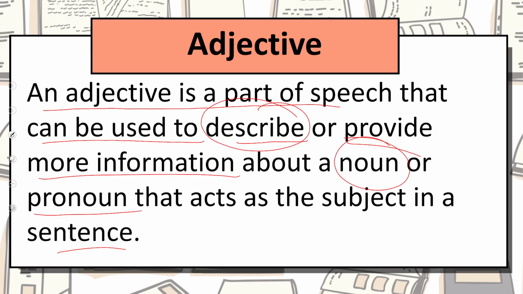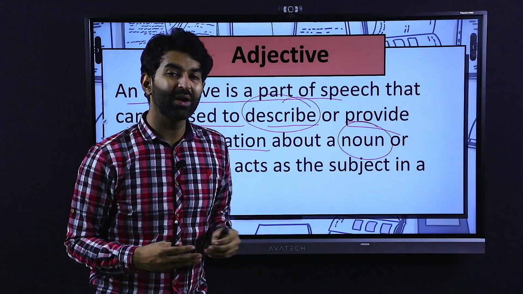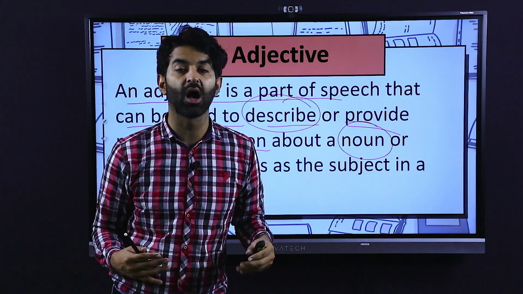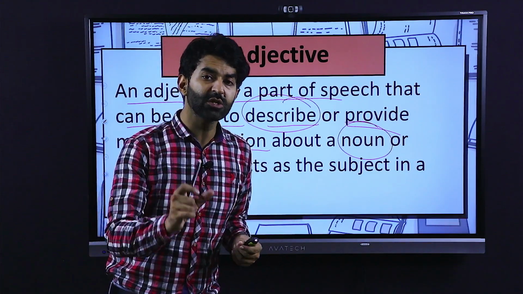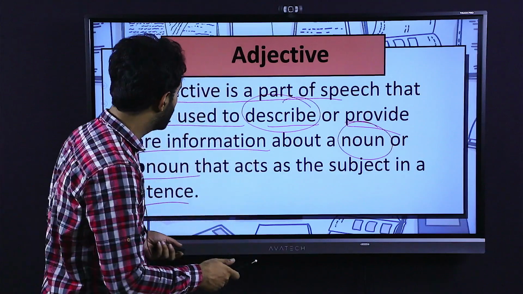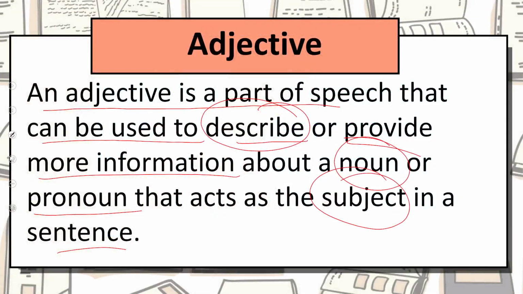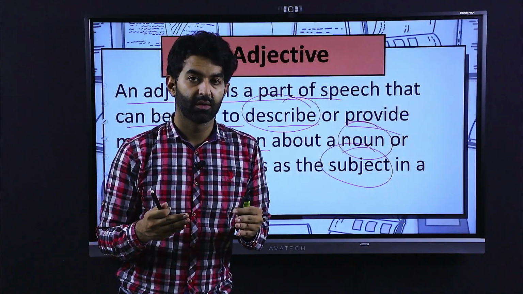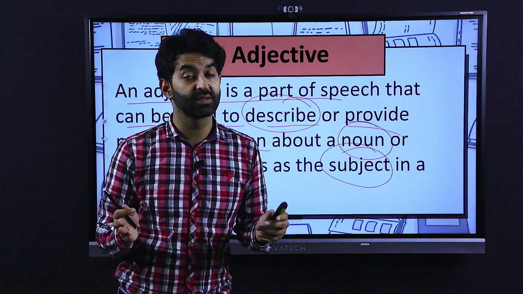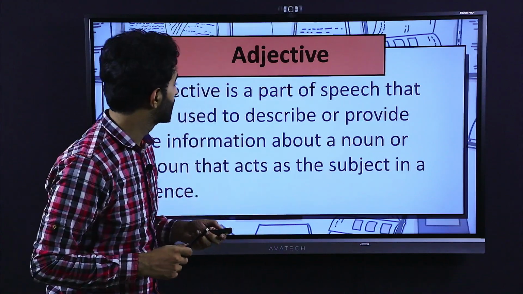So, what is it describing, or what is it giving information about? It is giving information about, and describing, our nouns and pronouns. And those nouns and pronouns, when they are used as a subject in a sentence. You know what a subject is? Subject is the doer of the action. So, in this way, all those words that are describing the noun, that are giving more information about the noun, are called our adjectives. Let's see.